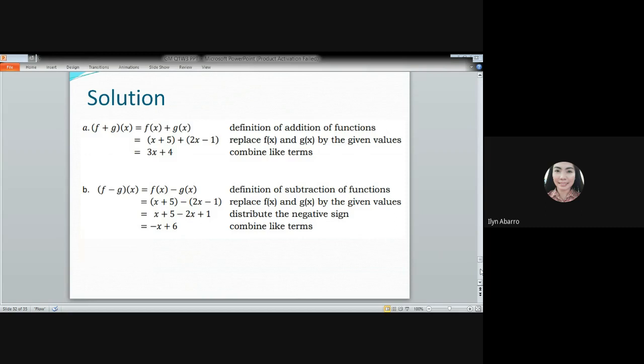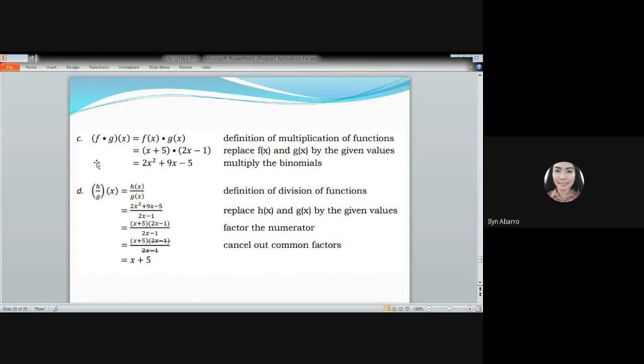Okay? Let us have letter C. Letter C is multiplication. f times g of x is equal to f of x times g of x. So that is the definition of multiplication of functions. And then, substitution of the values of these functions. So, f of x is x plus 5 times g of x is 2x minus 1. So, yon, that is replace or substitute the f of x and g of x by the given values.